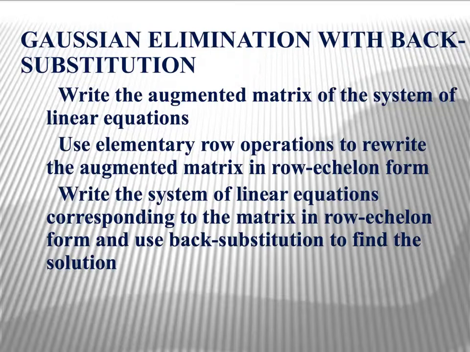Okay, so Gaussian elimination with back substitution. What we're going to do is what we did in our last video. Remember how we put it in row echelon form? We got those ones, and then we got the zeros below the ones. But this time we're going to go one step further. We're going to use back substitution to determine the solution for x, y, z, or it could just be x, y, where the system intersects, where their solution is. So we're going to write the augmented matrix, put it in row echelon form, and then back substitute.